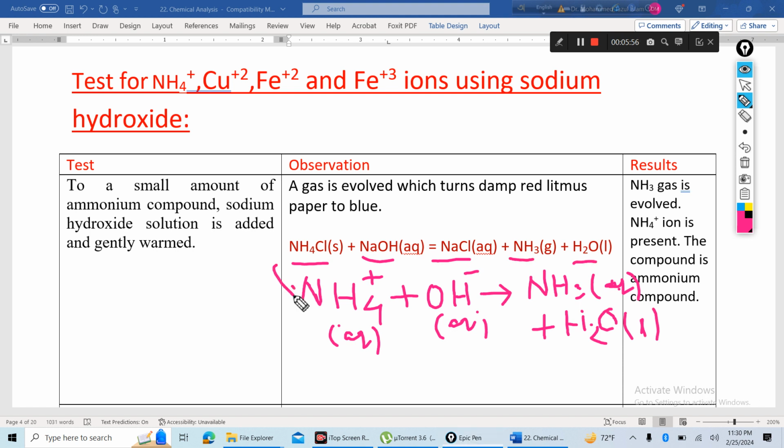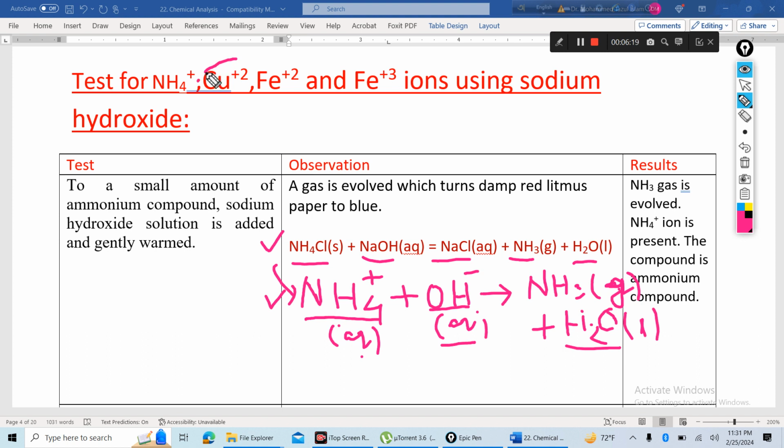The ionic equation of this will be ammonium ion aqueous plus hydroxide ion aqueous to produce ammonia gas plus water liquid. This is the main chemical equation. Second one is the ionic equation.